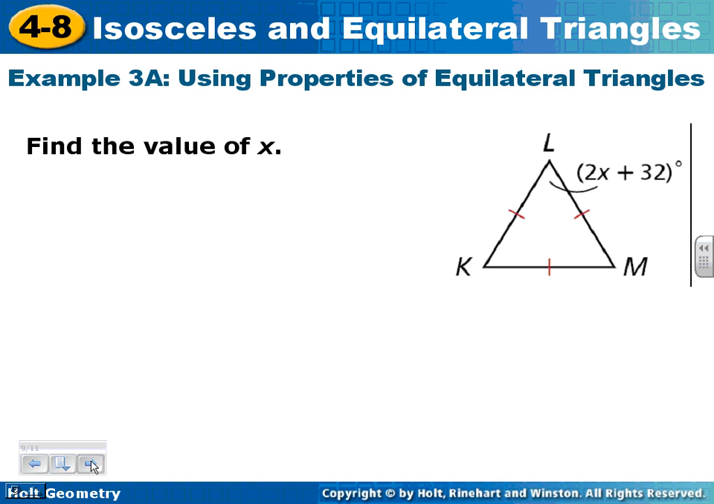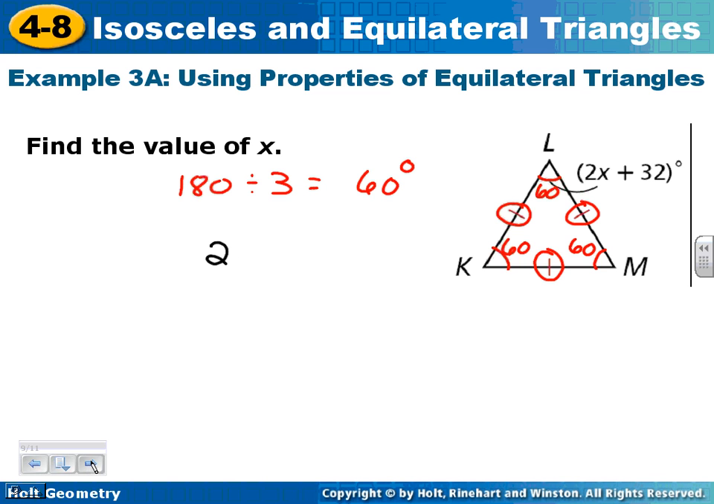On the next slide, find the value of x. Notice we have these tick marks. 3 tick marks. That means it's equilateral. Well, that means I can go ahead and put in 3 arc marks. Remember that all 3 angles add up to 180. And if I divide that equally between 3 angles, that's 60. That means this angle is 60, and this angle is 60, and the top angle has to be 60. So find the value of x.